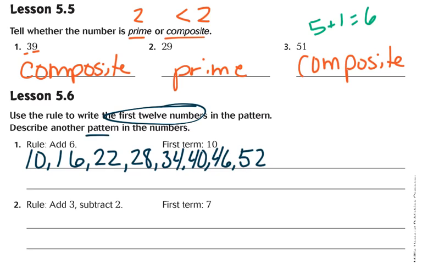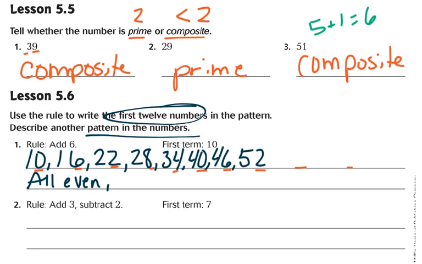Now, it says describe another pattern in the numbers. What else could you tell me about these numbers other than we're adding 6? You could tell me that they are all even. You could show me a pattern in the ones place. I go from 0, 6 to 8, 4. 0, 6, and I'm guessing the next one's going to be 8 and then 4. And then 0, 6, 8, 4. So there's another pattern. You could tell me a pattern in the tens place. There are lots of different patterns that you can find.